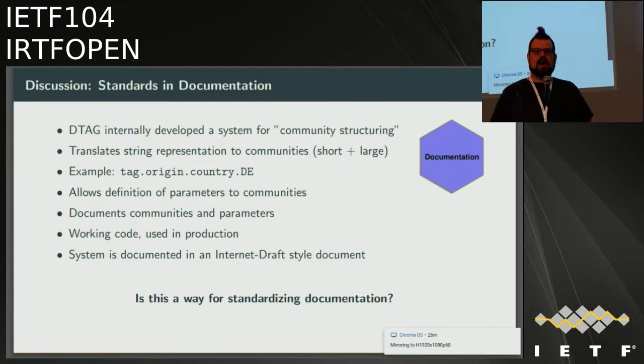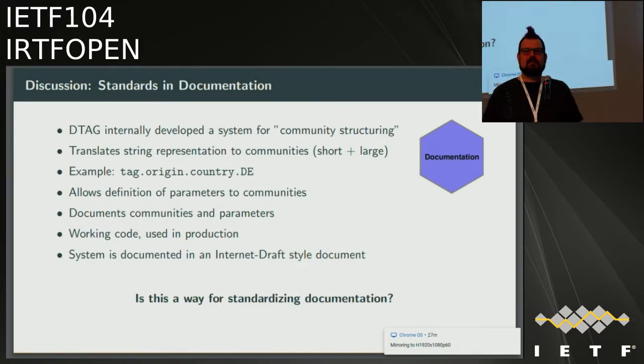So you see it's a hierarchical system where it says, well, this community is a tagging community. It has passive semantics. It is tagging an origin on the country level, and the country is Germany. And their system allows the definition of parameters to communities, and these parameters with the communities together are documented in one system. They have working code, and they are using this in production already. Right now, they have an internal internet draft-like document, and if you are interested in that, you probably should talk to Rüdiger, who's sitting there and laughing.